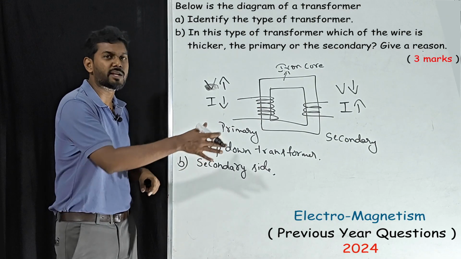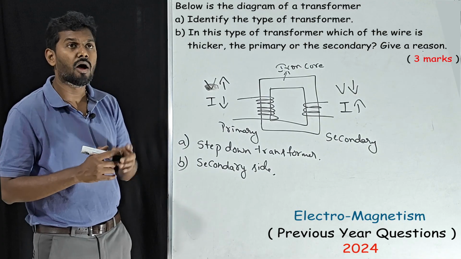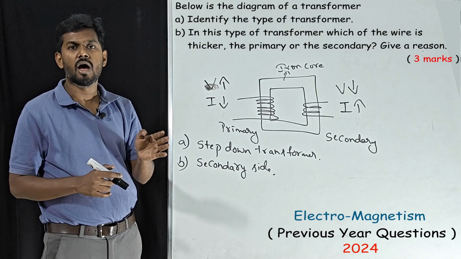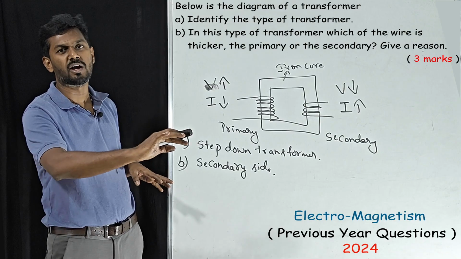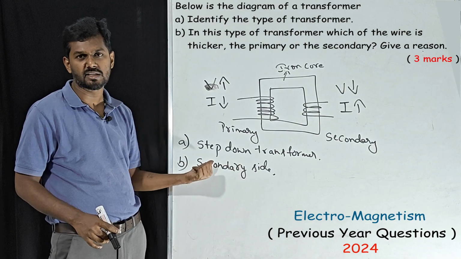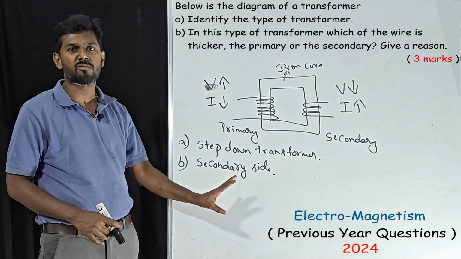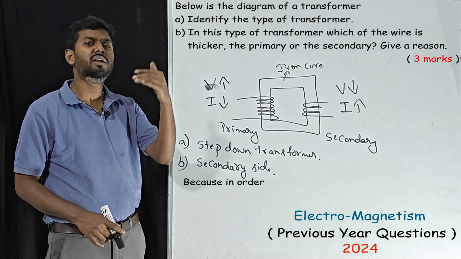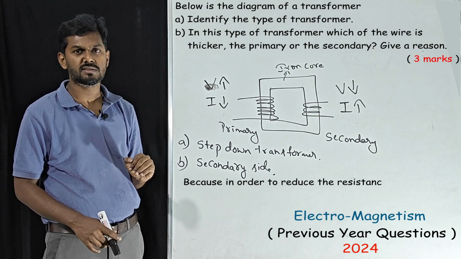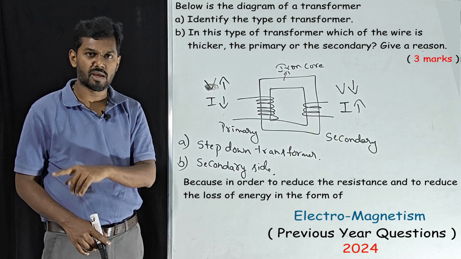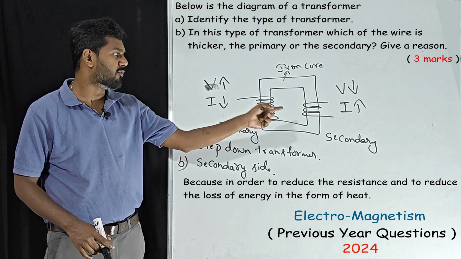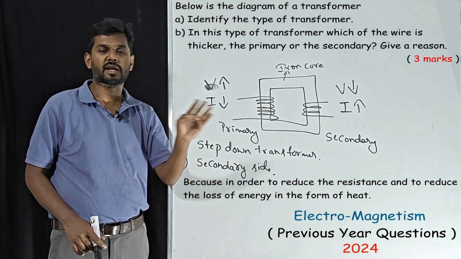So now how to write the answer here? You have already written secondary side as the answer, so you can start from because: in order to reduce the resistance and to reduce the loss of energy in the form of heat, the wires have to be thicker on the secondary side.